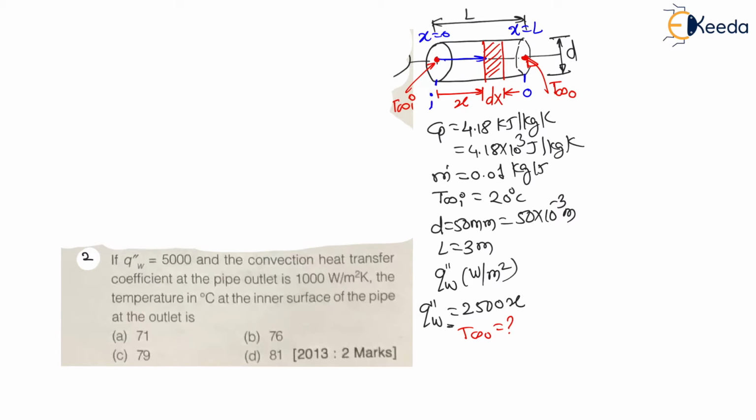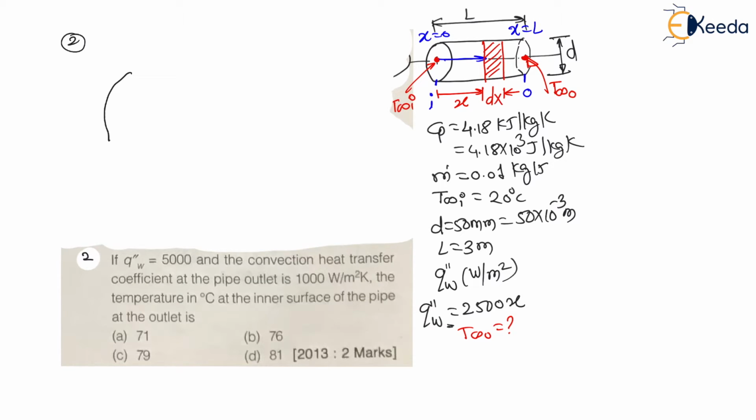Now, in the second question, the given data is: if heat flux, this symbol is used for heat flux, in watt per meter square, is 5000, and the convective heat transfer coefficient at the pipe outlet is 1000 watt per meter square Kelvin, the temperature in degrees Celsius at the inner surface of the pipe at the outlet is. Let us understand what they have given for the second question.